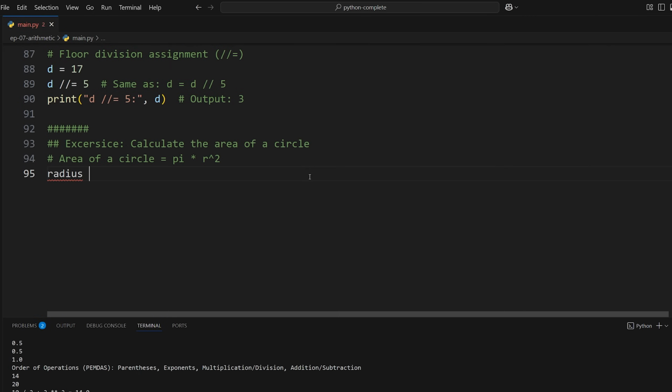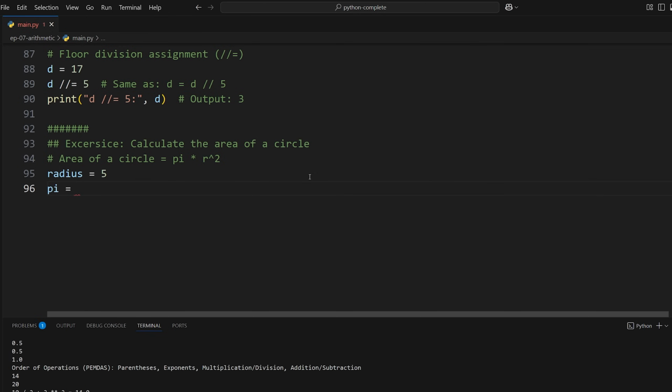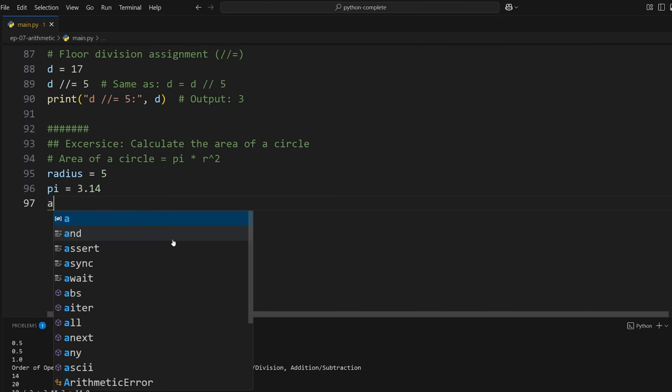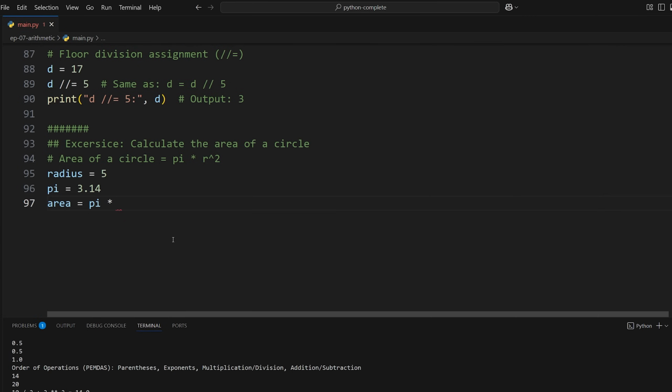So we're going to start with a radius of 5, and then we're going to start with pi. So there's a built-in way to do pi in Python, but I'll be showing you guys that in a future episode. So for now, we'll just do simply 3.14 stored in a variable called pi. Now for the area itself, we see the formula up here. So it's simply area is equal to pi times, and now we need r squared. So it'll be radius double asterisk 2. And that's it. That's literally it.